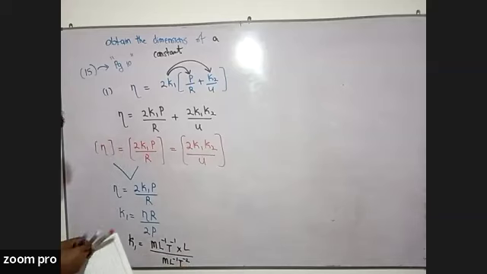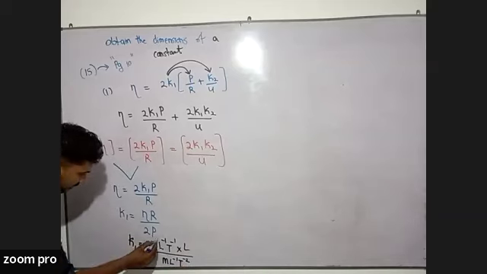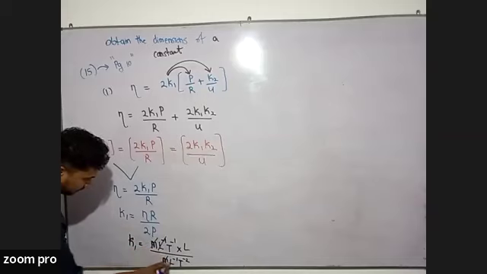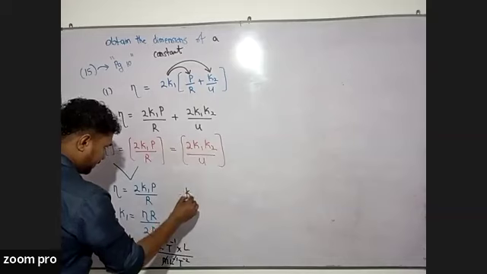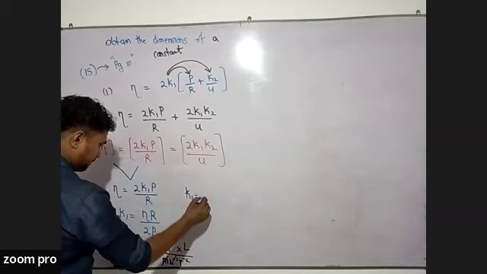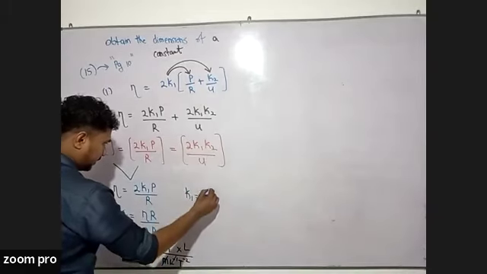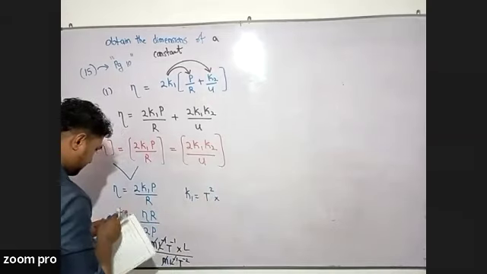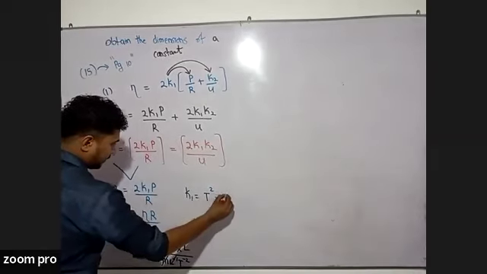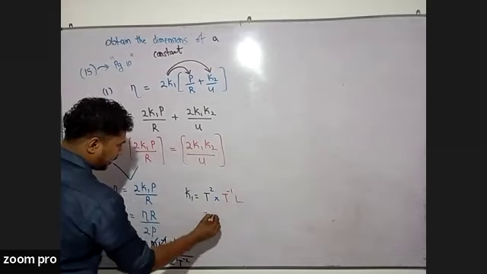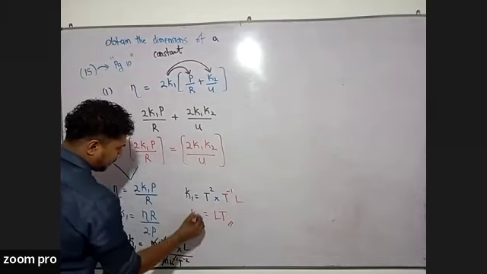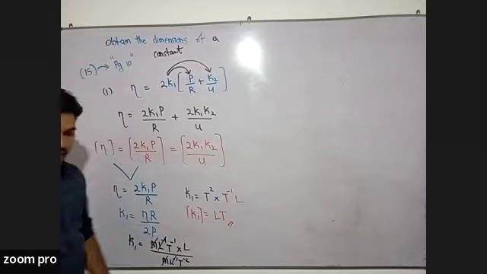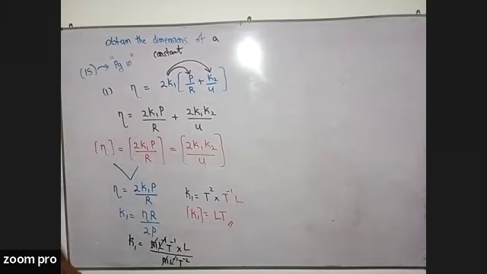If I simplify this further, I can cancel these two ml. Then k1 equals t to the power 2, t minus 1, l. So the answer should be lt. Dimensions of k1 should be equal to lt, right?